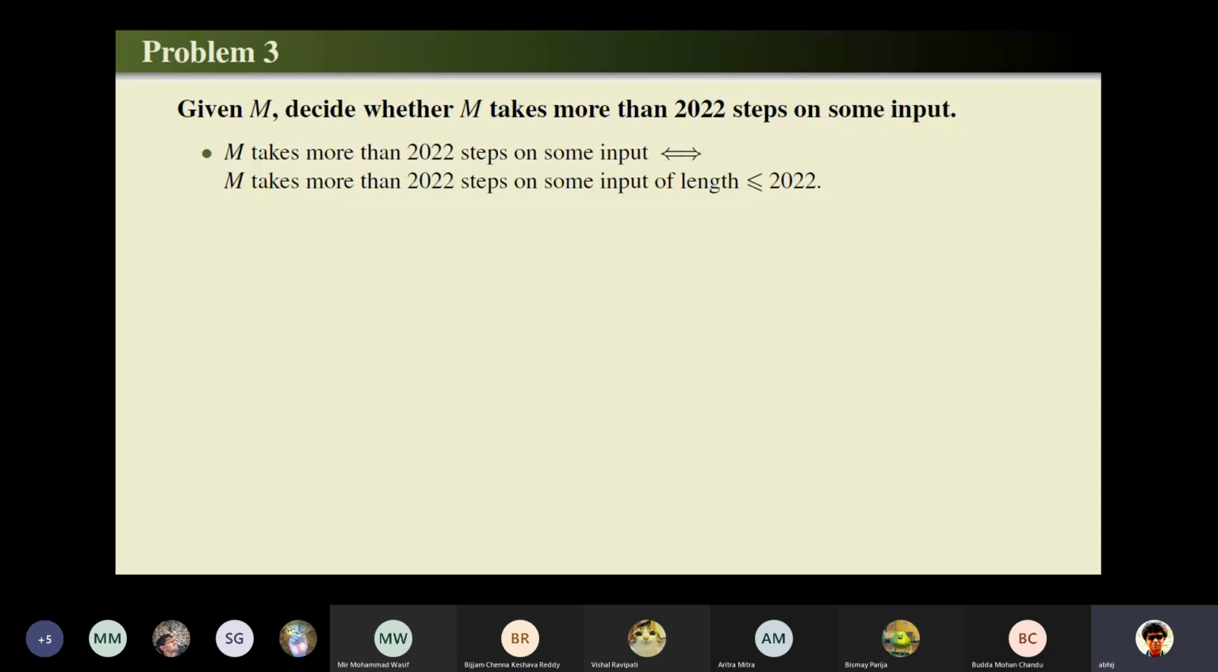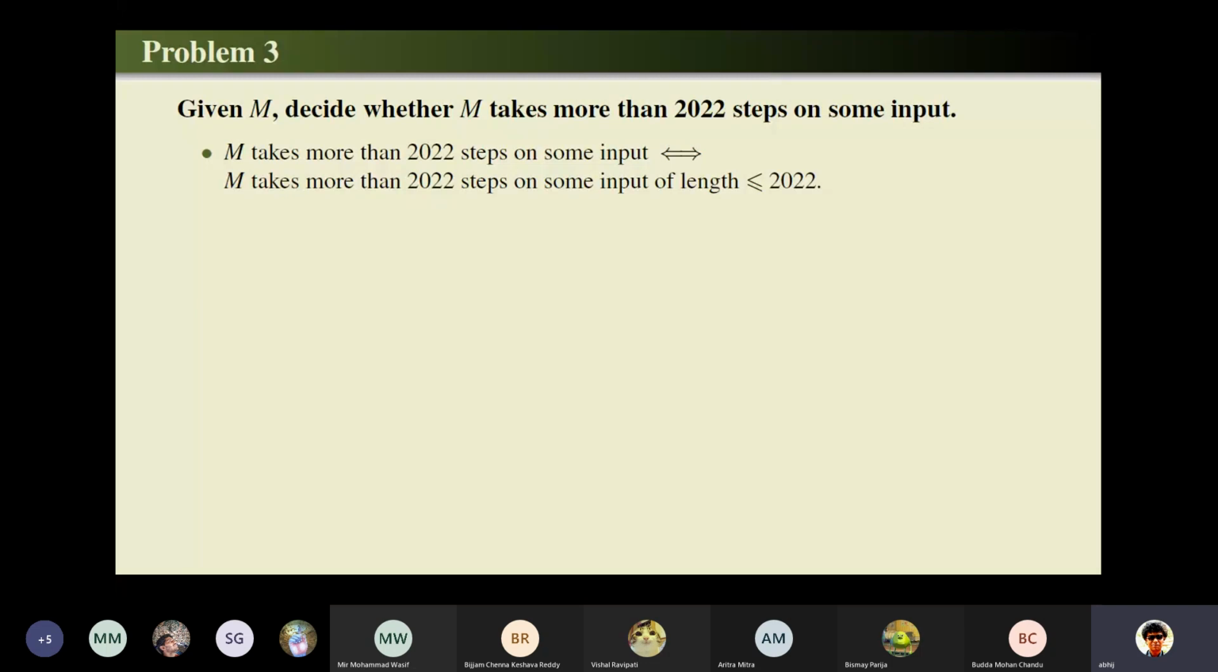It says that M takes less than or equal to 2022 steps on all inputs of length less than or equal to 2022. Then I will show that M takes less than 2022 steps on all inputs. So that is the contraposition of the non-trivial part of this proof. So M takes less than 2022 steps on all inputs of length less than or equal to 2022.